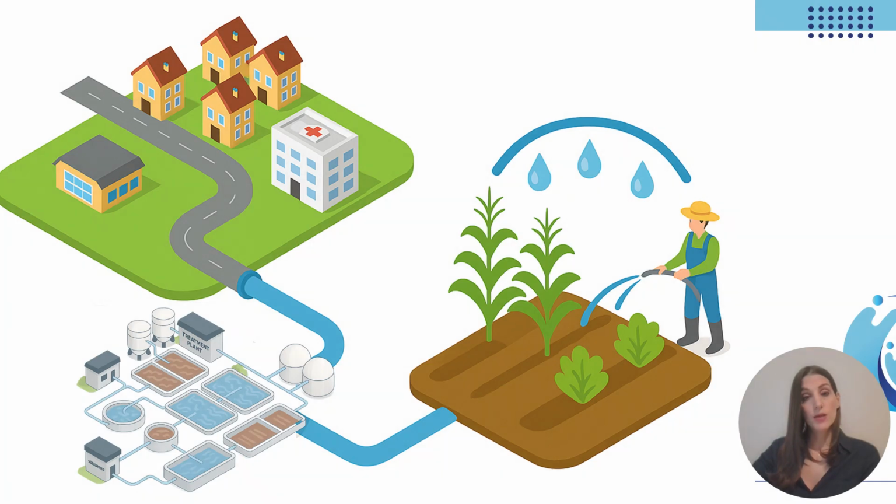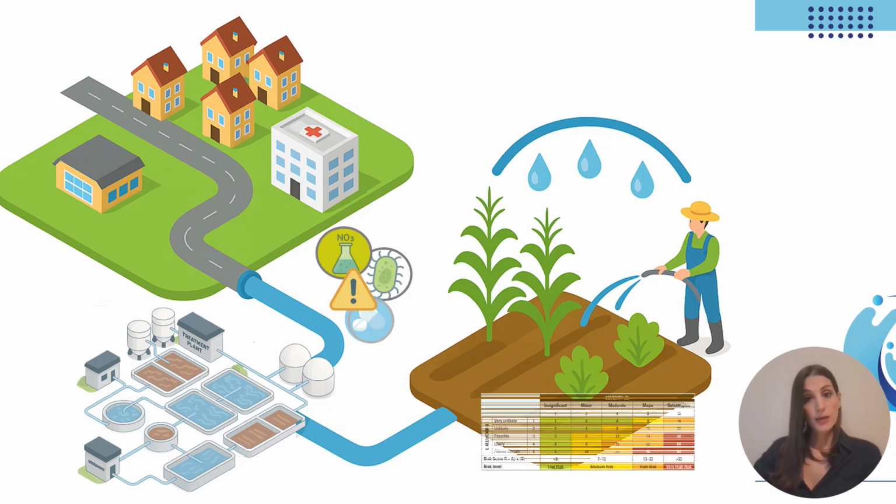Let's bring everything together with a practical example. Imagine a municipality that wants to reuse treated wastewater for agricultural irrigation. The first step is to map the system. The water originates from a municipal wastewater treatment plant, passes through treatment processes, including disinfection, and is then delivered to local farmers for irrigation. Next, we identify hazards. Common risks include microbial pathogens, residual nutrients, and trace chemicals that may remain after treatment.